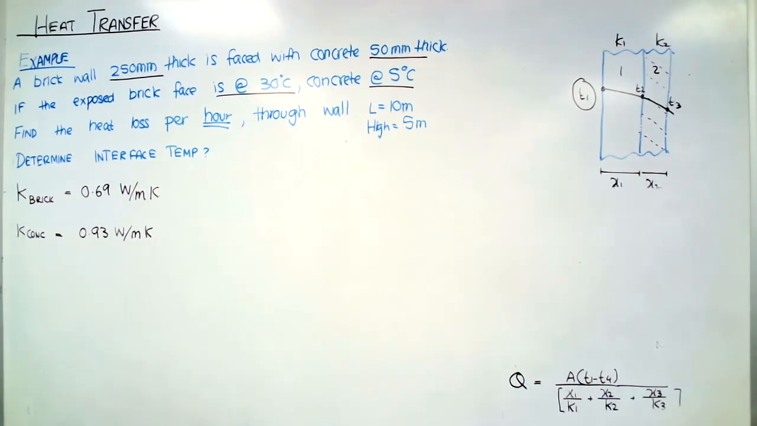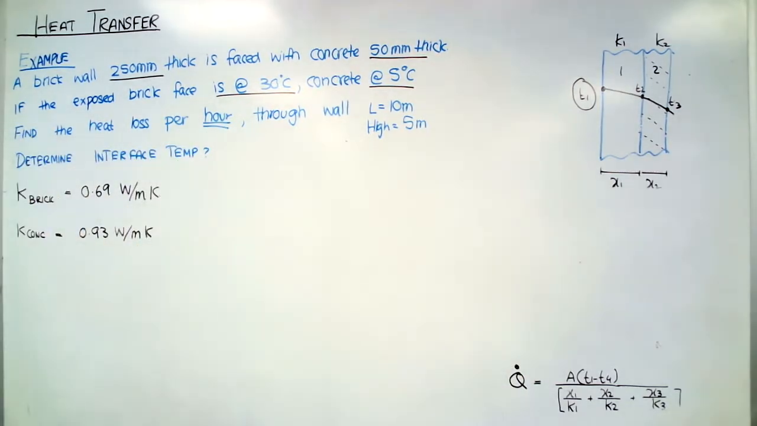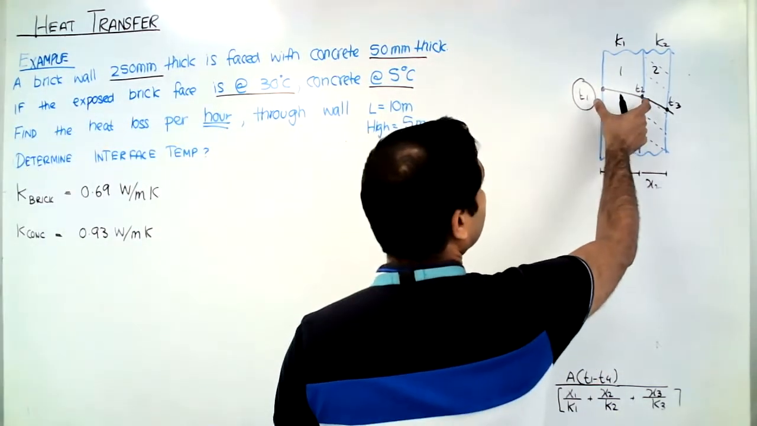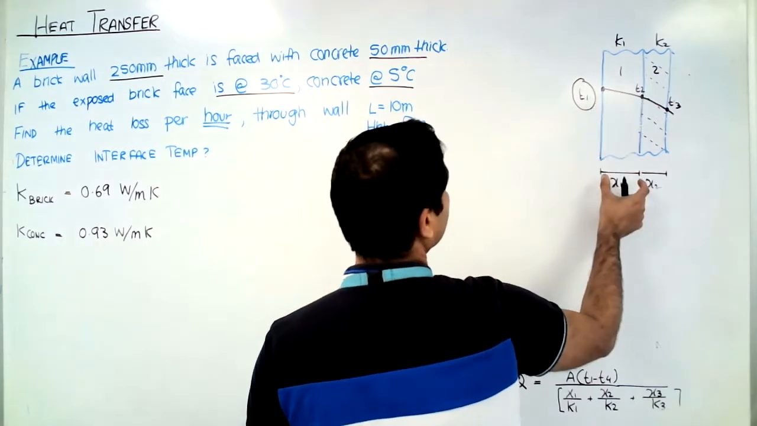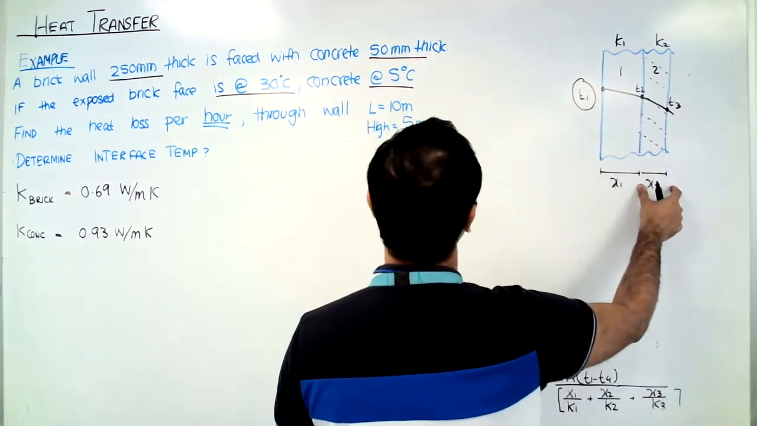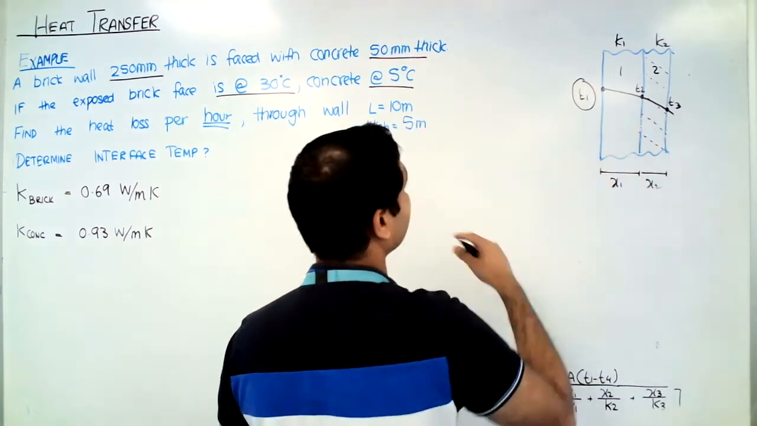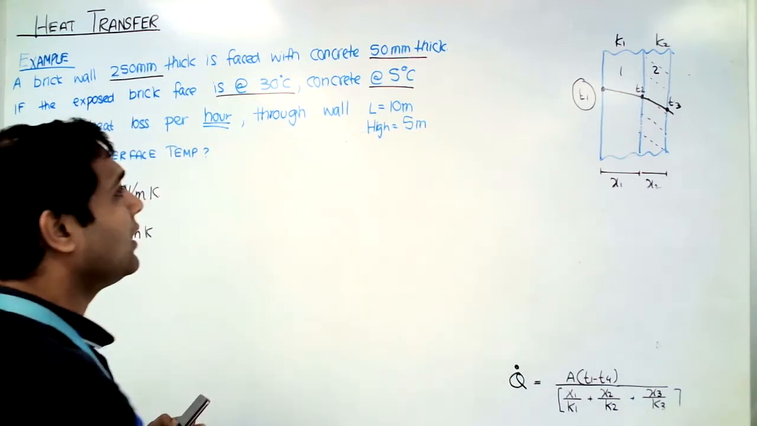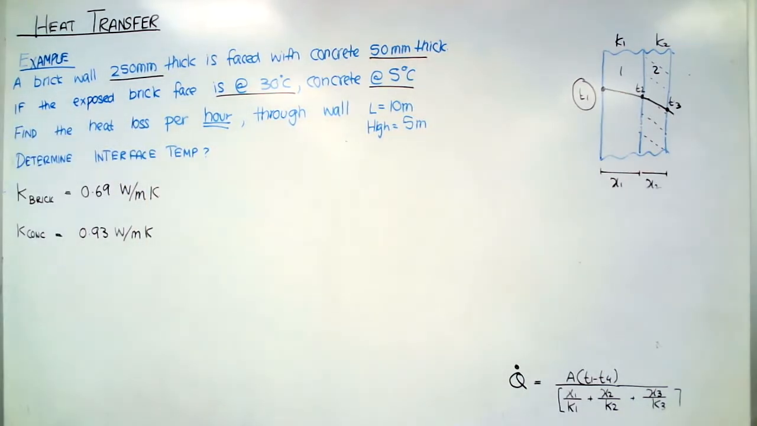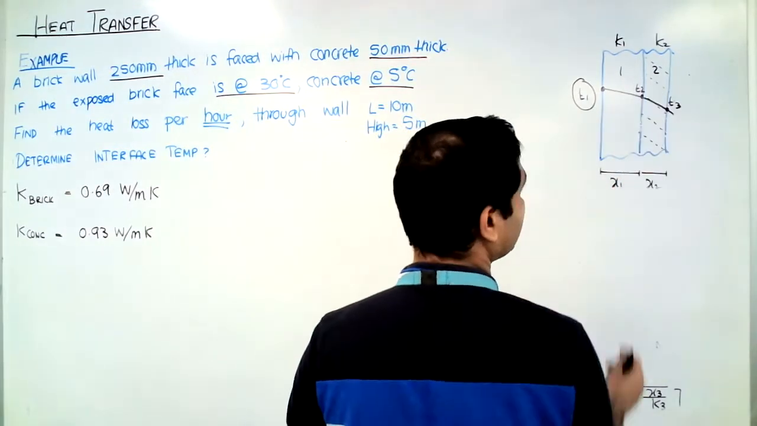Now remember, this formula gives the heat loss per second, so we need per hour. Whatever answer we get, we need to multiply it by 3,600. Now, this is the brick material. We have the value of X1, 250 millimeter. X2 is 50. K2 value is given. And then we also need to find out the interface temperature as well. The interface temperature is the temperature here.